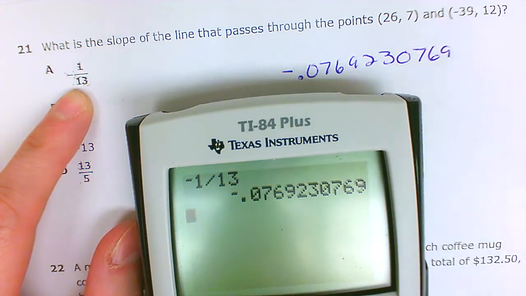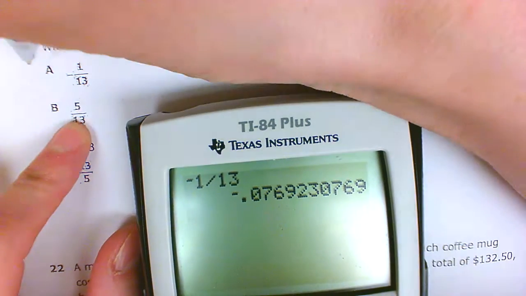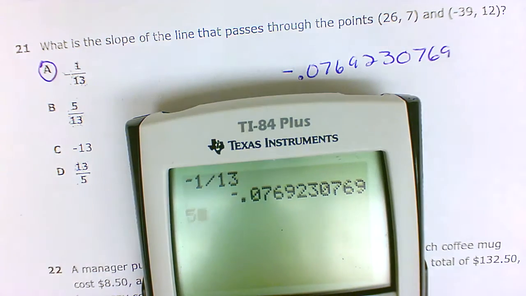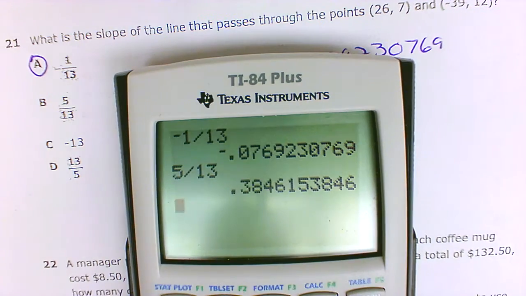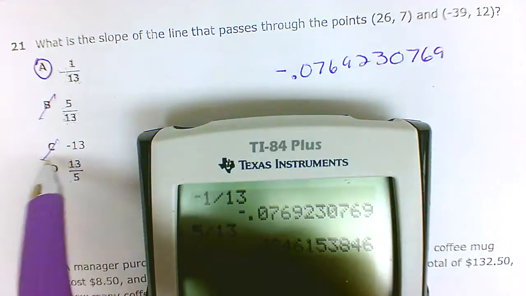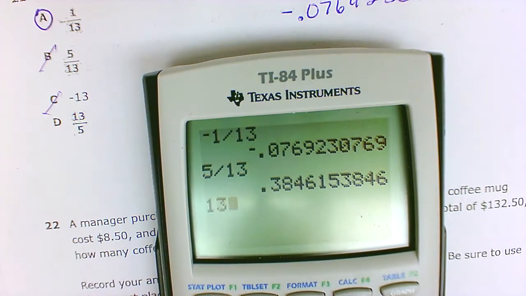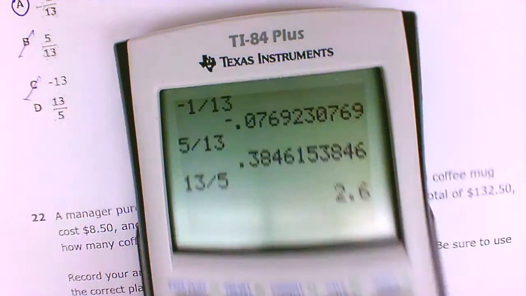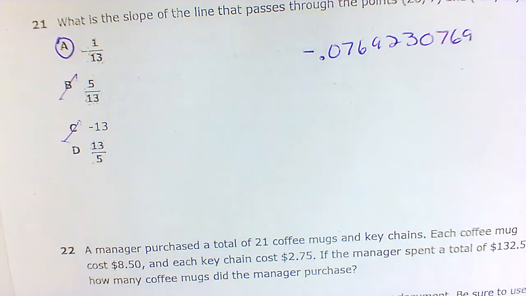Now that decimal does match exactly what we had right here, so that's got to be my answer choice. If I check the next one, 5/13, that number does not match what we got for our slope, so I wouldn't keep going. -13 definitely doesn't work, and 13/5 also does not work. So it had to be answer choice A.